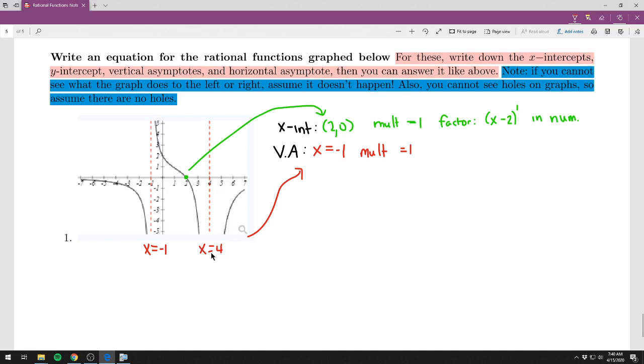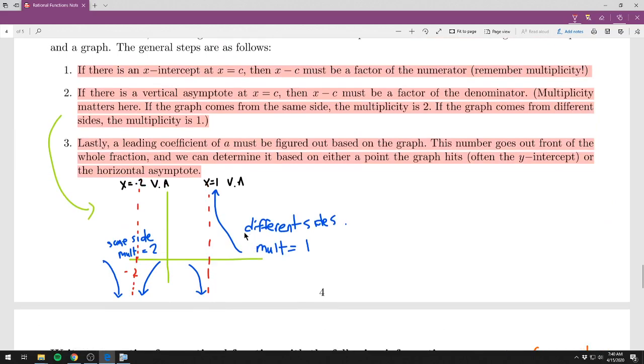And then the other vertical asymptote we have is that x equals 4. What you'll notice here is that these are both going down, going the same way. Right? So from the left it's going down, from the right side it's going down. So its multiplicity is equal to 2. Right, so I'll write a reminder here of why that is, but it's coming from what we talked about up here.